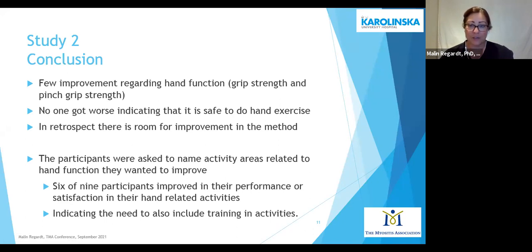In the study, they were not only measured for hand function, we were also asking them to name activity areas that were related to the hand function they wanted to improve. Based on that, 6 of 9 participants improved in their performance or satisfaction in their hand-related activities, those that they were asked to name in the beginning. So I guess what you can say is that function doesn't always reflect the ability in activities. Even though the grip strength or the pinch grip strength had few improvements, the activities that they wanted to improve did improve.